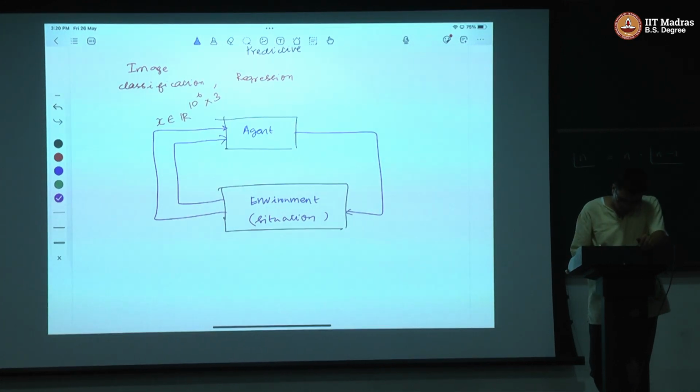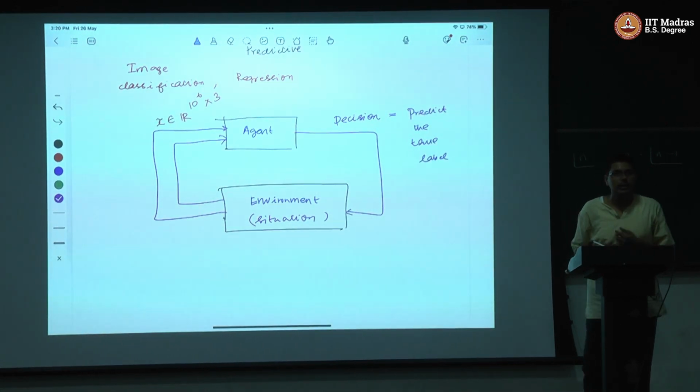So this decision equals predicting the true label. Who has the true label? The environment has the true label. That is the situation.